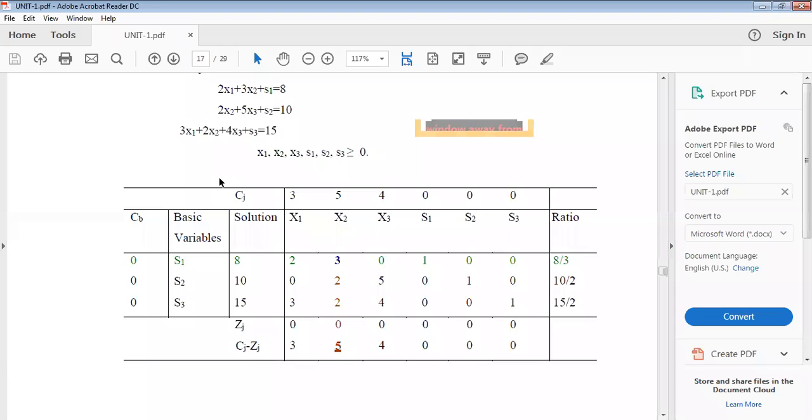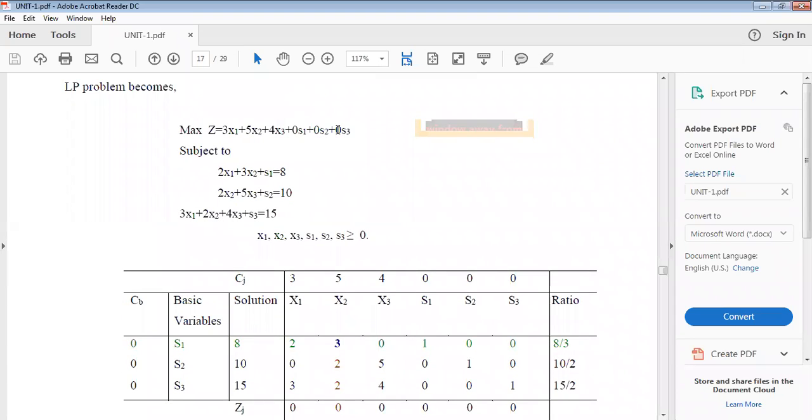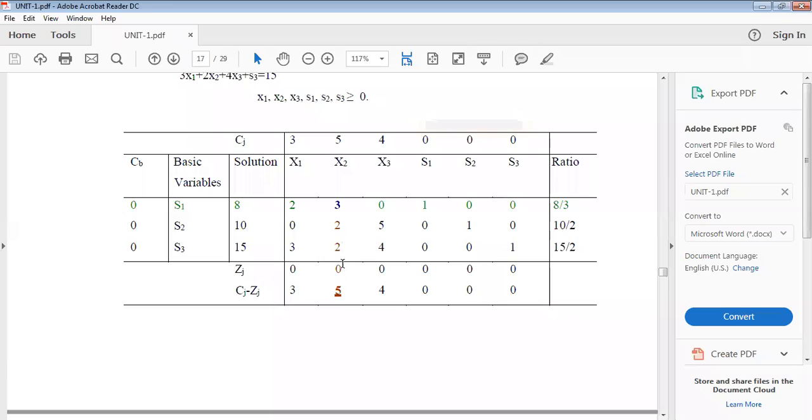Now, this is a maximization problem. So you have to identify the maximum value among the elements in this particular row: 3, 5, 4, so 5 is the maximum value. You mark it with a vertical arrow, which is going to be called the entering column. Generally we mark this on the blackboard or whiteboard with an arrow. And after that, these are the values of the constraints.